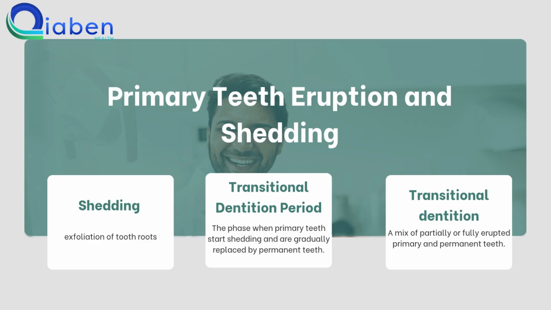Finally, let's understand how baby teeth come and go. First, shedding means the natural exfoliation of primary teeth. Second, transitional dentition period is when both primary and permanent teeth are present. Third, transitional dentition refers to that mixed dentition phase, a mix of erupted primary and permanent teeth. This phase is crucial because spacing, crowding, and early loss can all affect future alignment.